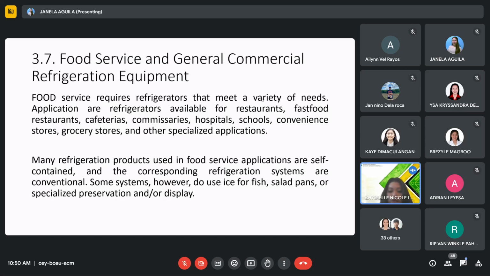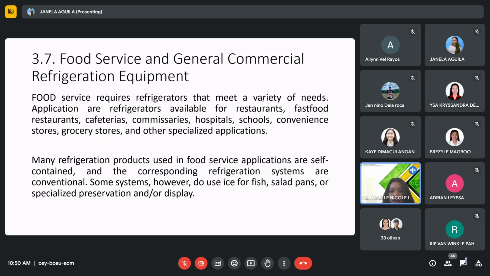So many refrigeration products used in food service applications are self-contained and the corresponding refrigeration systems are conventional. So kapag po self-contained, the necessary components of the refrigeration products are enclosed within a single unit. Yung mga conventional refrigeration systems na tinutukoy are commonly used sa mga large-scale food service establishments like those restaurants, supermarkets, or commercial kitchens where higher cooling capacities are required. So they are typically composed of compressor, condenser, expansion valve, and evaporator to make sure of reliable cooling.